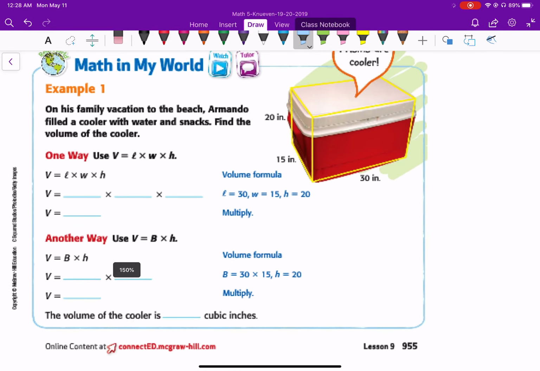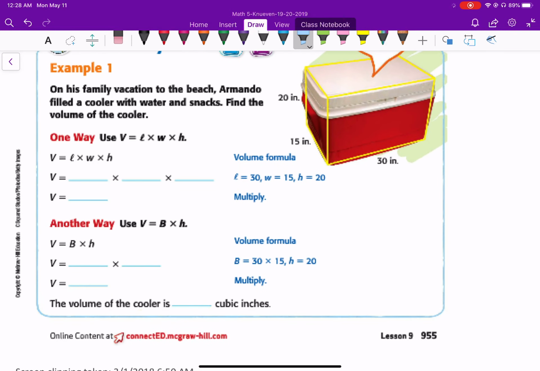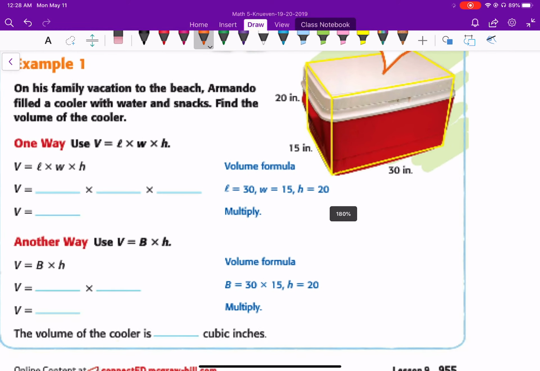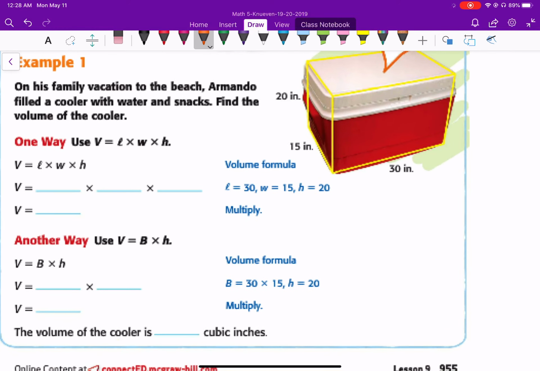Let's look at some examples here. So, on his family vacation to the beach, Armando filled a cooler with water and snacks. Find the volume of the cooler. Very realistic, real world kind of thing. So the volume is our length times width times height. So the length of this we're going to use as 30, and our height, or I'm sorry, our width is going to be 15. Because if I were to break this down and say, well, I have a cooler right here, right?